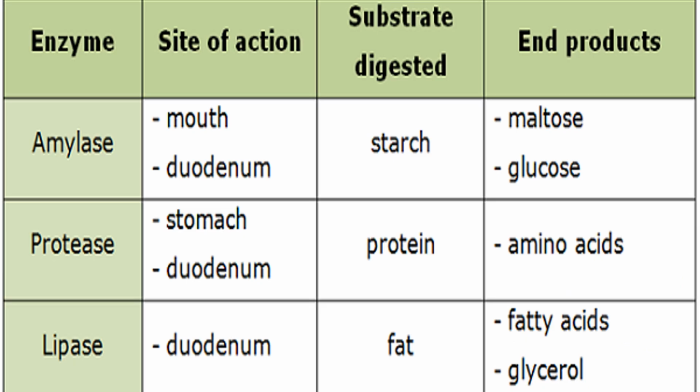First one is amylase. Amylase, site of action mouth and duodenum; protease, stomach and duodenum; lipase, only duodenum. The first part of the small intestine is called duodenum. Amylase acts in both the mouth and the duodenum. Protease acts in the stomach and the duodenum. Lipase acts in the duodenum.